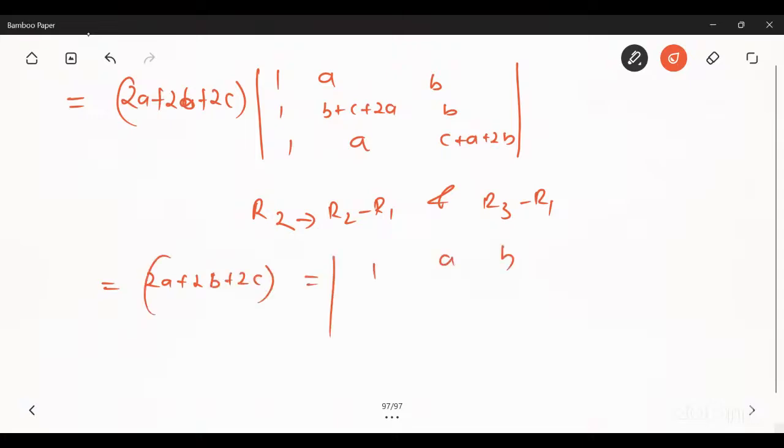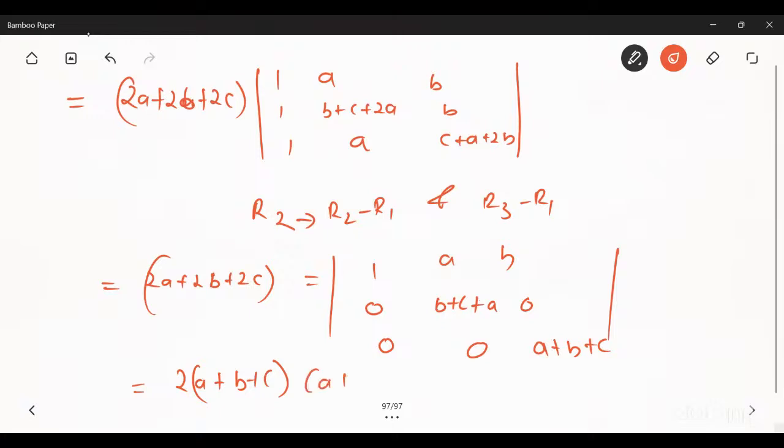1, a, b. Now subtract R2 from R1, so 1 minus 1 will become 0, b plus c, 2a minus a will become a, b minus b will become 0, 1 minus 1 will become 0, a minus a will become 0, c plus a plus 2b minus b will become a plus b plus c. Now open by column 1, so you will get 2a, 2 common from here, a plus b plus c. Now multiply with that, so you will get a plus b plus c whole square. So 2 into a plus b plus c whole cube will be your answer.